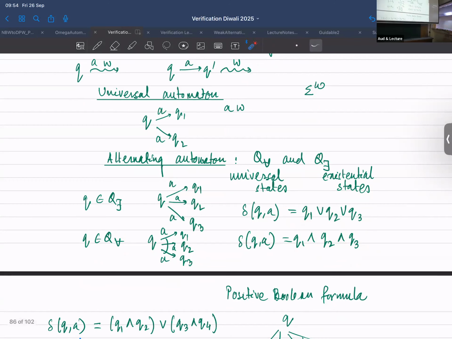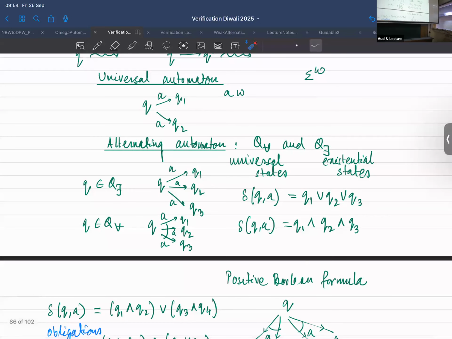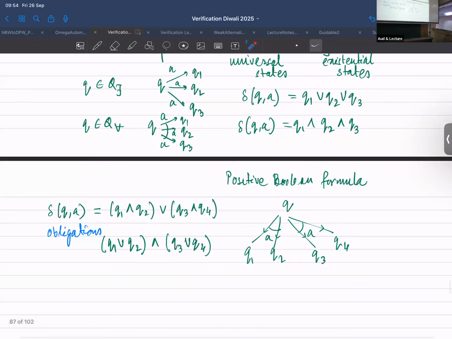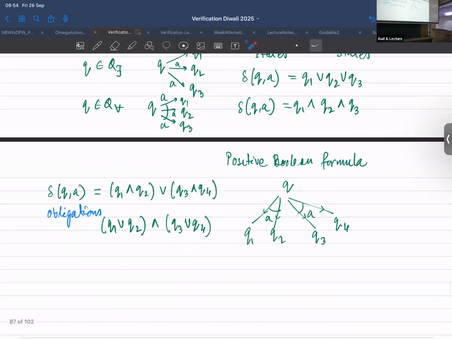But you can go even more general. You can write things even more in general form, like a Boolean combination of such formulas. So here it essentially means that you can have two different runs. One run in which you have to accept along both Q1 and Q2, another run in which you have to accept along both Q3 and Q4. So it's not just non-determinism.